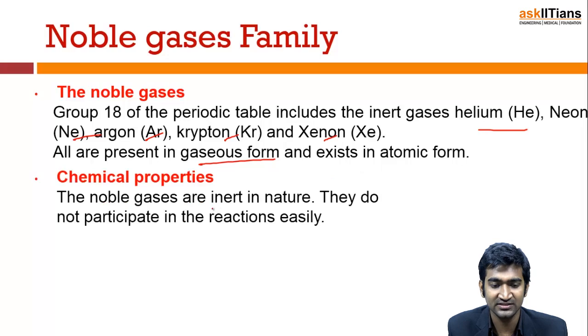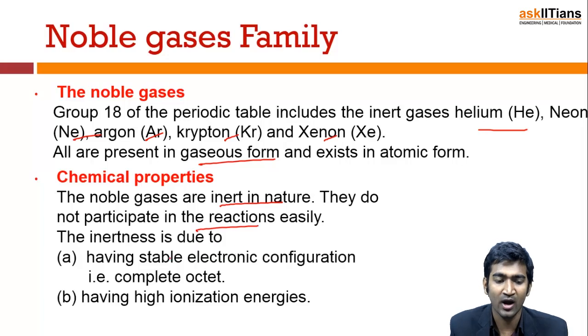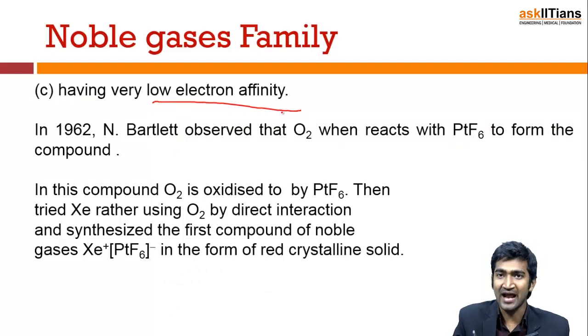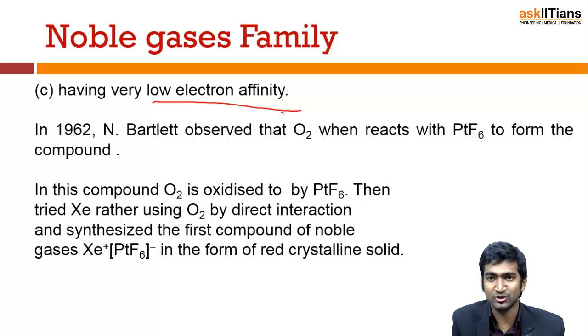What are the chemical properties? That they are inert in nature. Okay, they do not participate in chemical reactions very easily. Then why is this inertness there? The reason is that it has a stable configuration. Octet complete. And also having high ionization energy, okay, they have high ionization energy, guys, and very low electron affinity, means it cannot add an electron, it cannot remove an electron. Octet is complete and that is very, very stable.